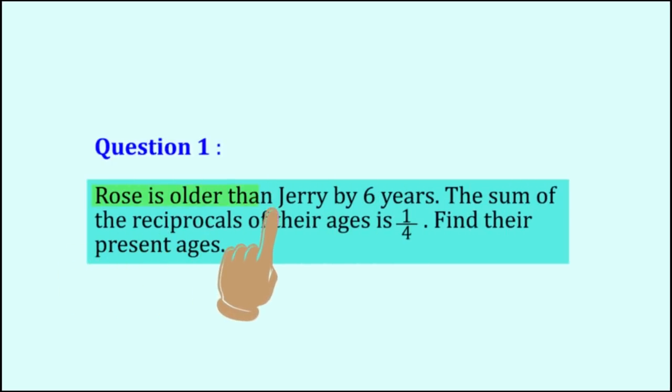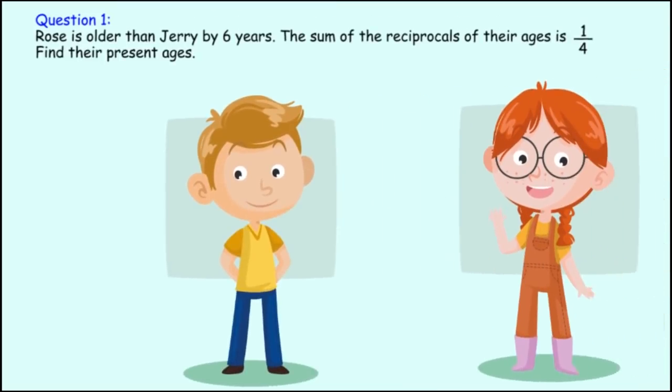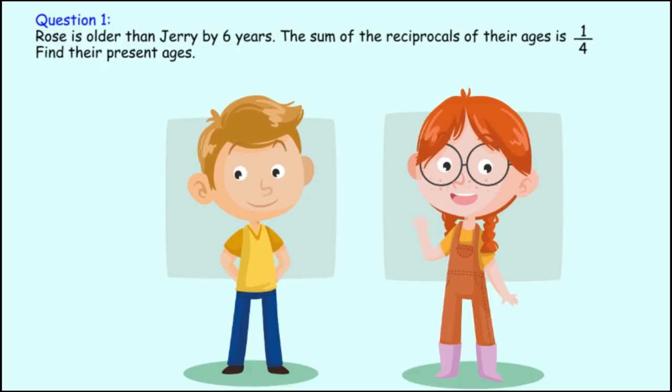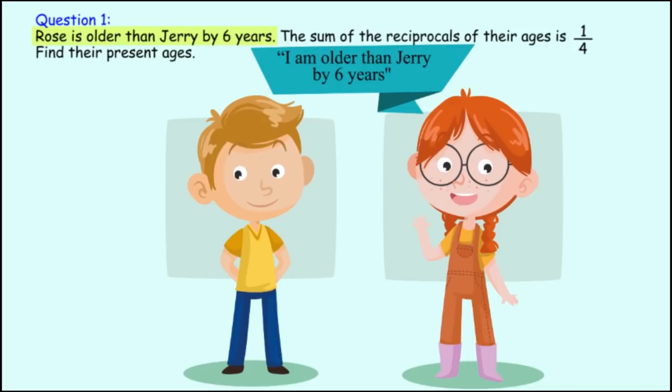Rose is older than Jerry by 6 years. The sum of the reciprocals of their ages is 1 divided by 4. Find their present ages. So now suppose you have two kids in front of you and you ask them their ages. Now the girl Rose replies that I'm older than Jerry by 6 years and the sum of the reciprocals of our ages is 1 divided by 4. So now we have to find their present ages.